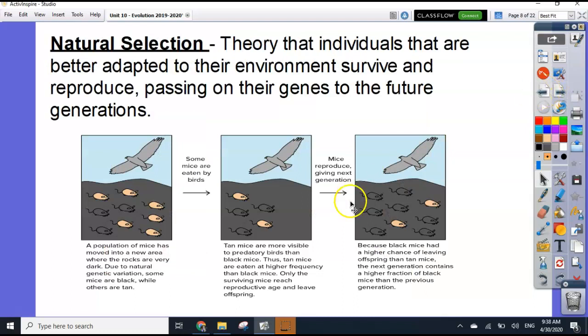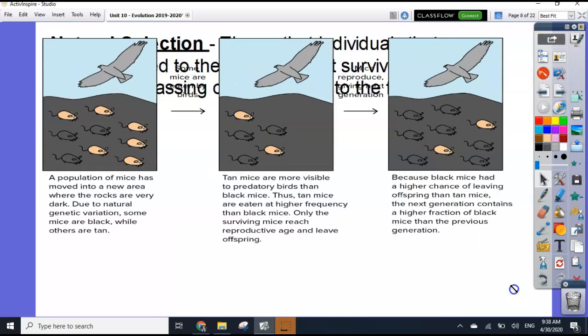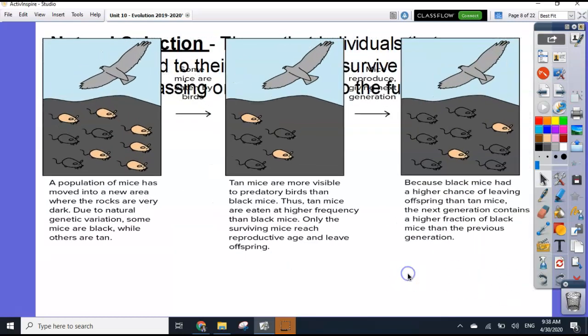So what is this idea of natural selection, okay? It's this idea that nature selects which organisms are going to live. Let's take a look first, and then I'll have you write it down. On the left, it says, a population of mice has moved into a new area where the rocks are very dark. Due to natural genetic variation, some mice are black and others are tan. So we can see that some of them blend in, some of them don't.